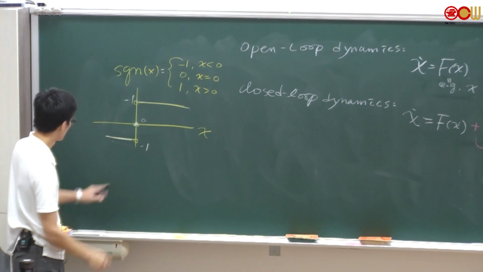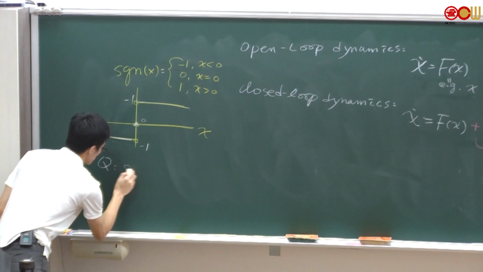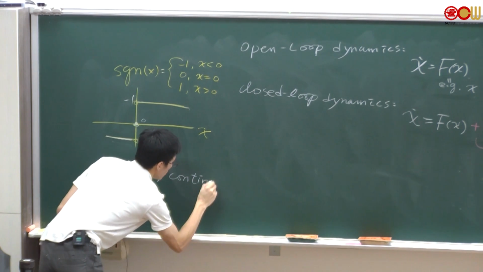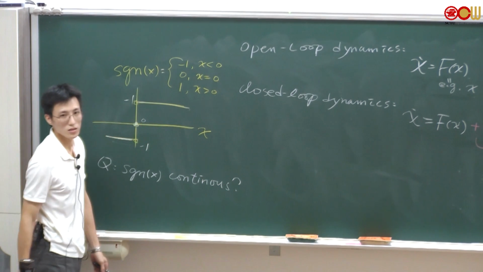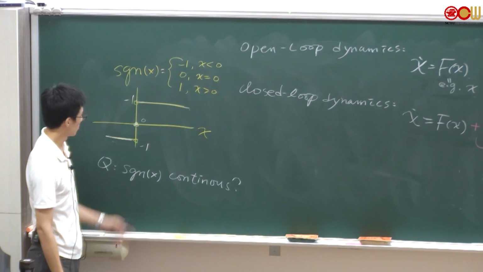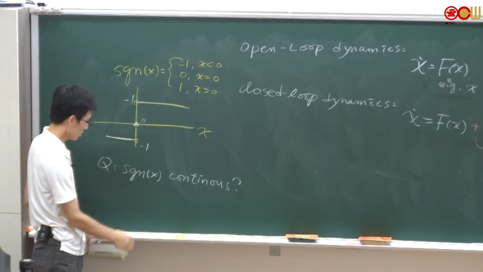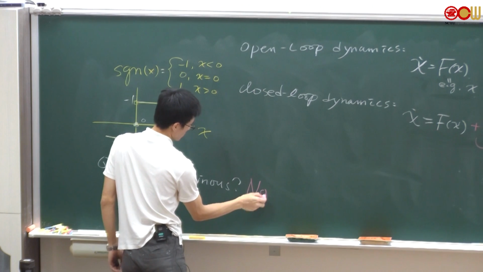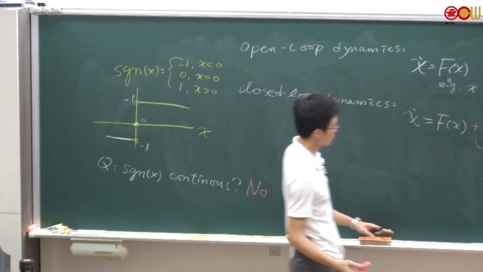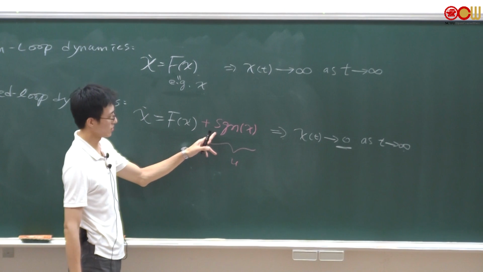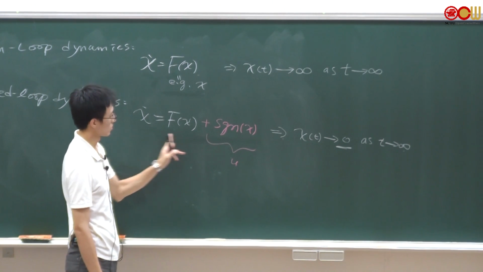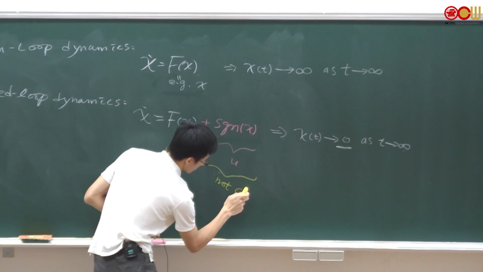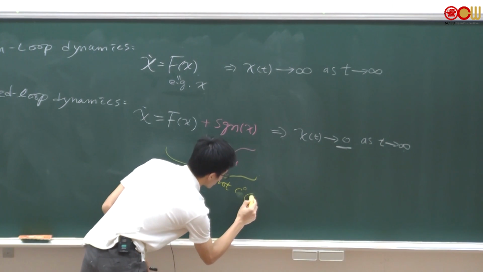So the question is, is this sign function continuous? No, right? There's a jump at 0, so it's not continuous. Which implies that even if part of it is continuous, the summation is not continuous, right? So it's not continuous, not C0.